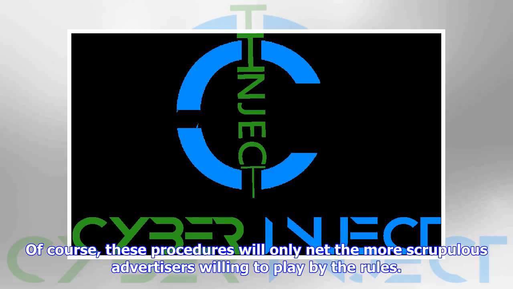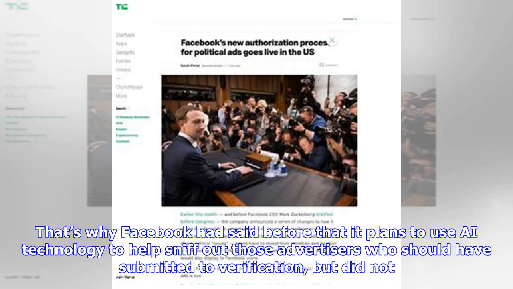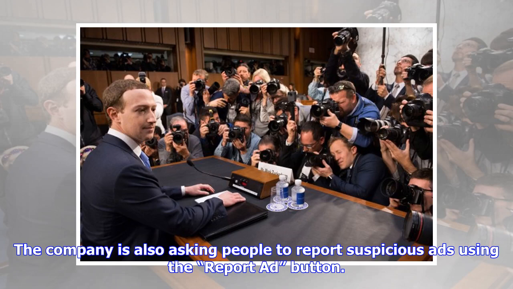Of course, these procedures will only net the more scrupulous advertisers willing to play by the rules. That's why Facebook had said before that it plans to use AI technology to help sniff out those advertisers who should have submitted to verification, but did not. The company is also asking people to report suspicious ads using the Report Ad button.